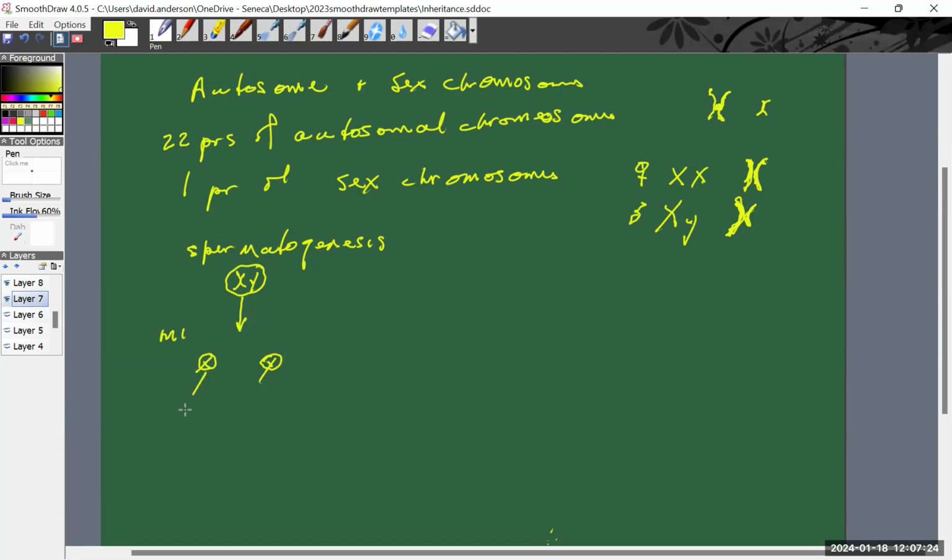And then in meiosis 2, those cells go through the second part of meiosis, and we now have two cells that have half the chromosome material X and half the chromosome material Y. So these are the cells that are going to determine the sex of the offspring. The contribution from the male is what determines the sex of the offspring.